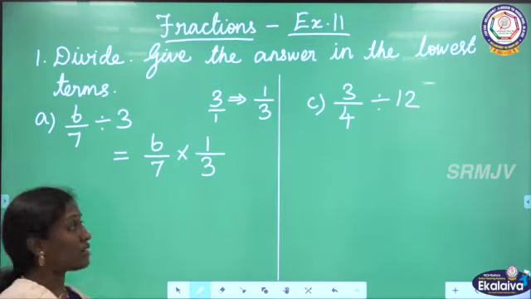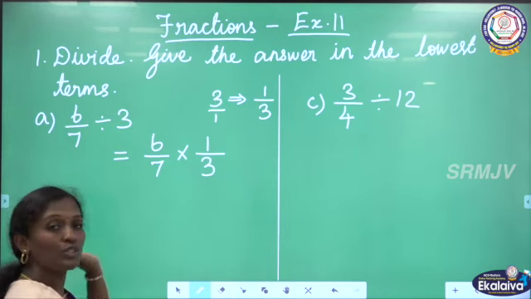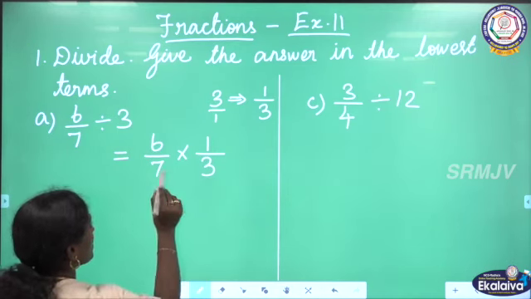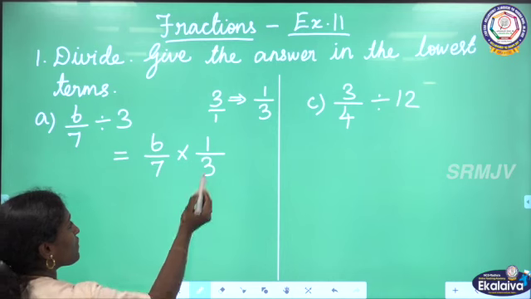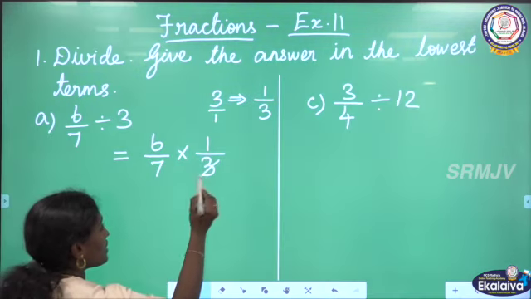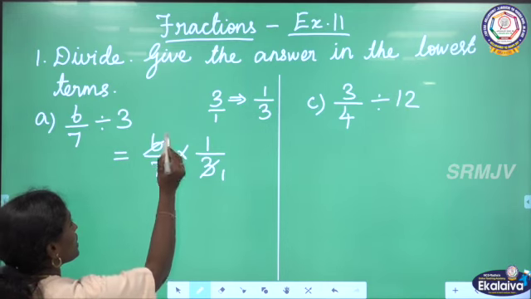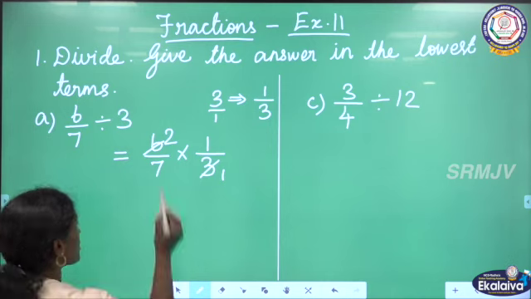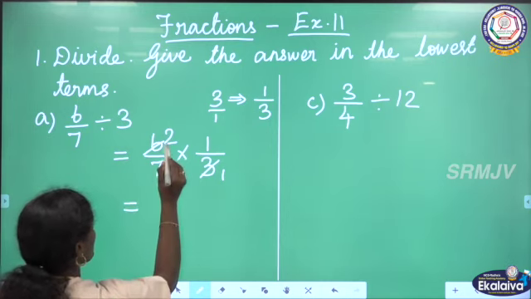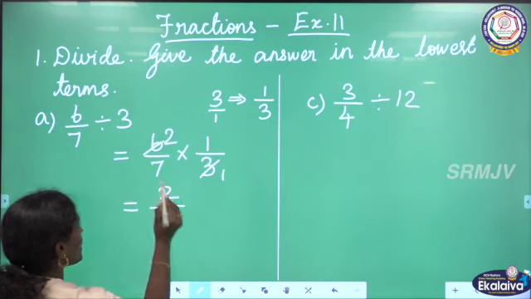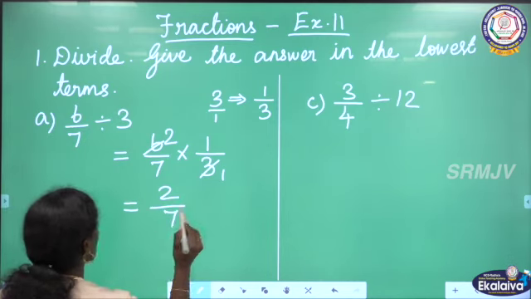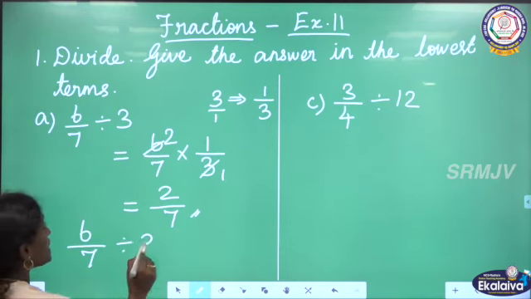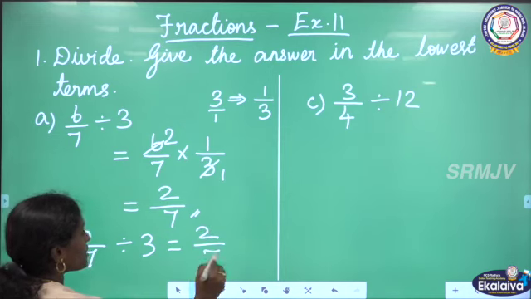Now, we have to check whether the possibilities are there to reduce the numerator number and the denominator number. Here 7 is a prime number, we can't. Here 3 and 6, we can reduce in 3 table. In 3 table 1 time, in 3 table 2 time. Now 2 and 7 are prime numbers, we can't reduce the numbers. So I am going to multiply the numerator numbers separately. 2 into 1, 2, by the denominator number, 7 into 1, 7. So 2 by 7 is the answer. 6 by 7 divided by 3 is equal to 2 by 7.